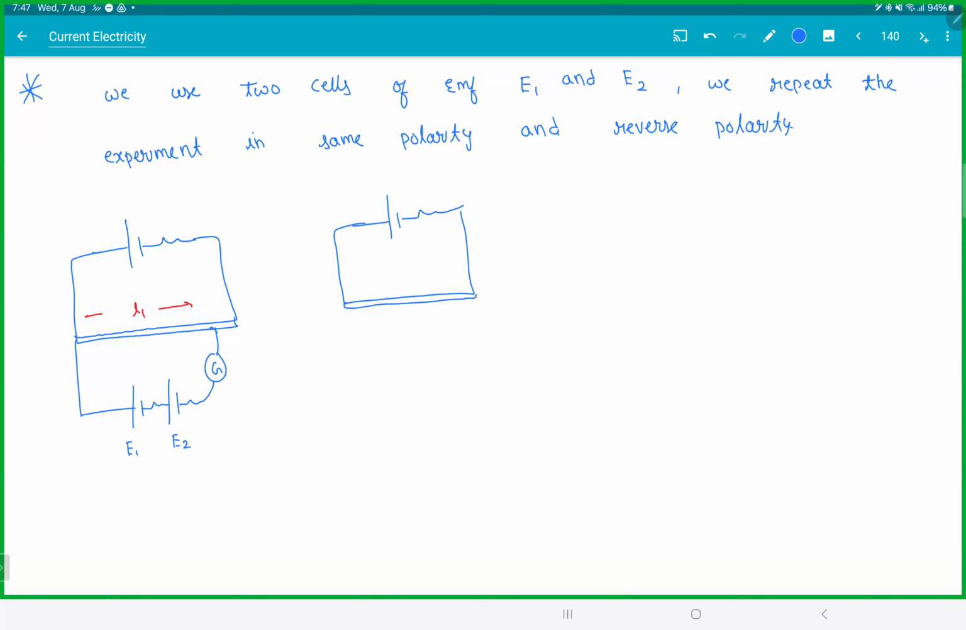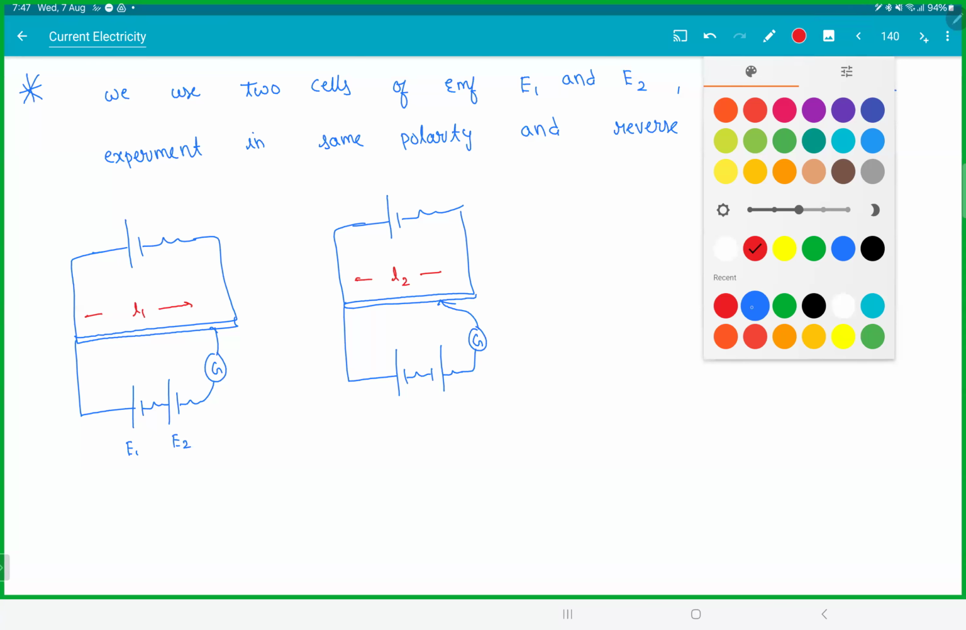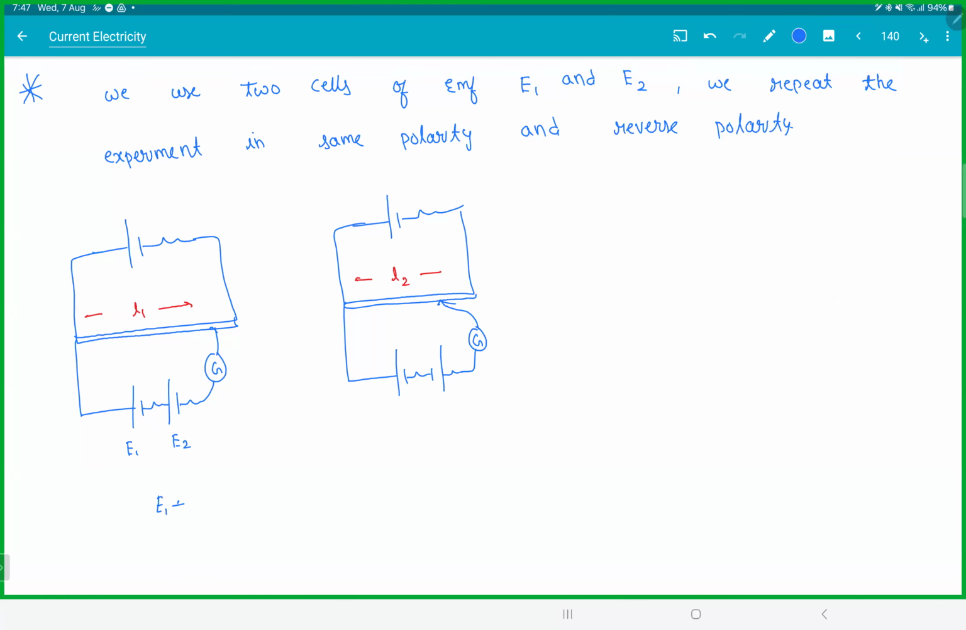In that, E1 or E2, we take one unknown battery and one known battery. So the second case we'll put like this and like this. Now it will be balanced by L2. Just now we saw, when they are both in the same direction, we get E1 plus E2 proportional to L1. Here E1 minus E2 must be proportional to L2. Because it is the same setup, the constant will remain same. So we can get from here (E1 plus E2) by (E1 minus E2) is equal to L1 by L2.